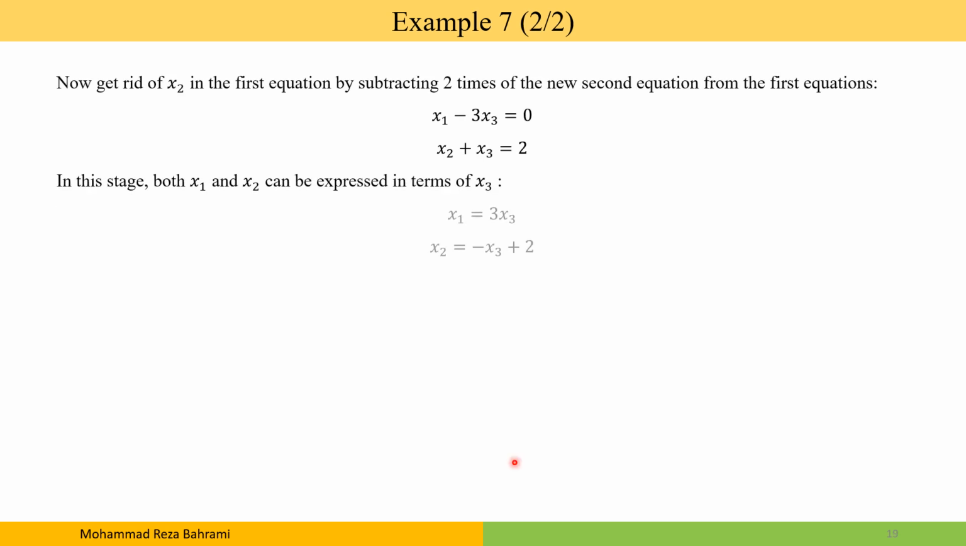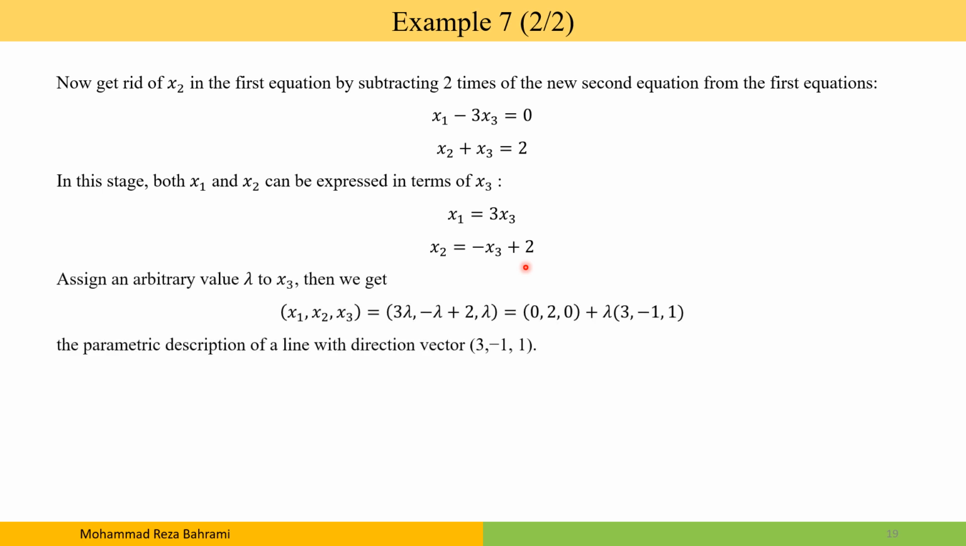So let's do some calculation here, and we reach the expressions for x1 and x2 in terms of x3. So if we assign, for example, lambda to x3, we can write the equation of a line, which is the intersection line of the two planes. So this line has a direction vector of (3, -1, 1).